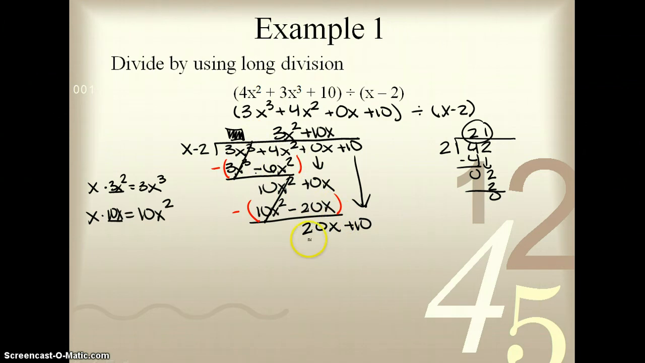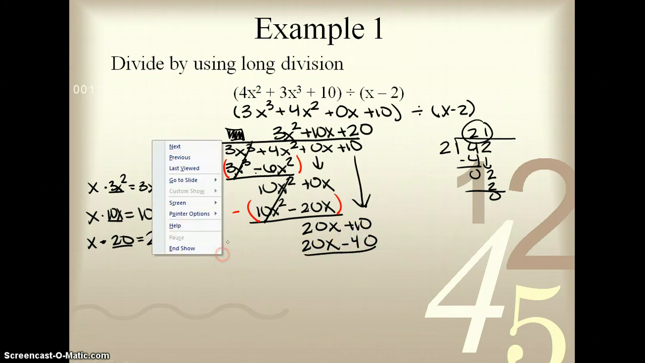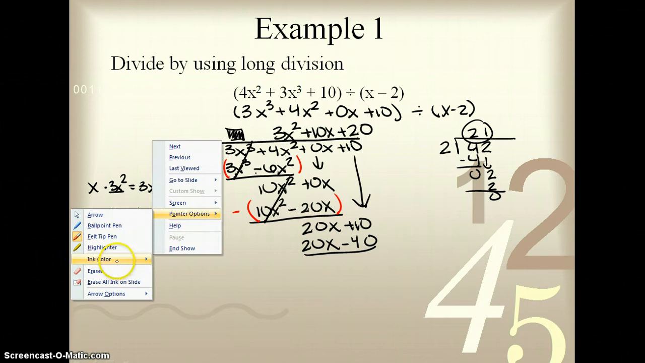So from here, we now need to decide what times x is going to give us 20x, because that's the second to the final one that we need to cancel. So x times 20 would be 20x, so we're going to put plus 20. So 20 times x, again, is 20x. And then 20 times negative 2 is negative 40. From here, you draw a line. Sorry, it's negative 40, not 20. And again, we use subtraction in order to cancel out those 20x's.